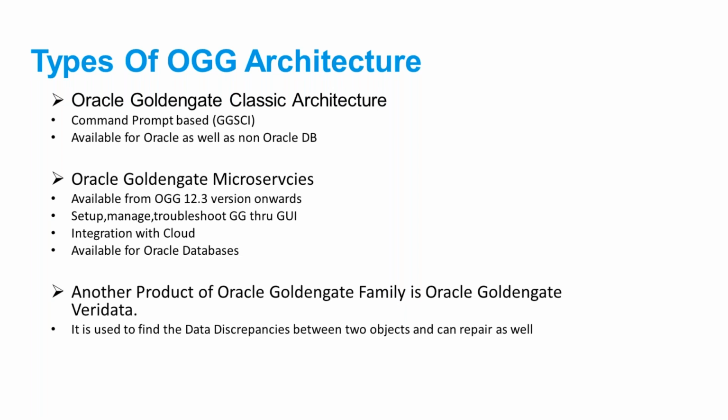So there are two types of architecture: Oracle Golden Gate Classic architecture and Oracle Golden Gate Microservices architecture. Now what happened, as I mentioned, is that Oracle took over Golden Gate in 2009.